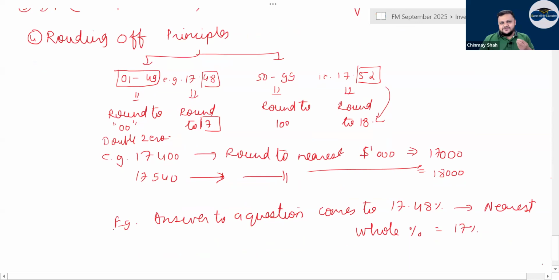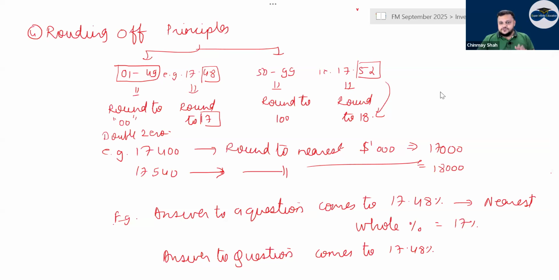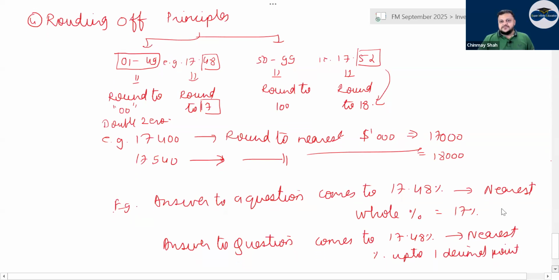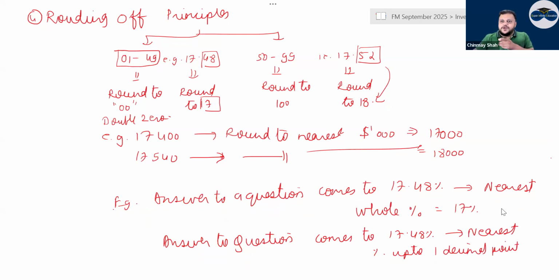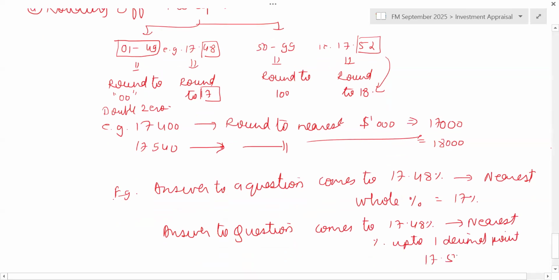I have come after learning, madam, let me speak. Correct. Answer to a question comes to 17.48%. Listen, listen, and it is saying nearest percentage up to 1 decimal point. One minute. Then in that case, what will I do? It is 0.48, how much will it be? Tell me. 17.5. It will be 0.5.